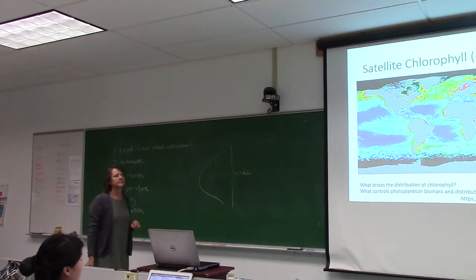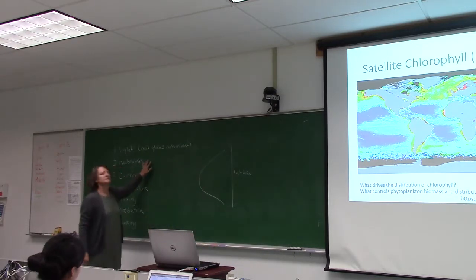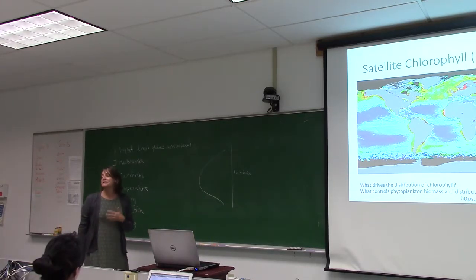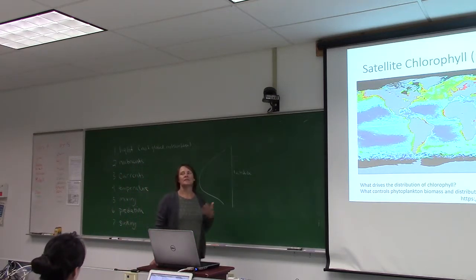Yeah. So let's think about nutrients. What do nutrients look like in the ocean? That's tougher, right? Because basically we measure what's left over. So you want to think about what would be there if the phytoplankton weren't there.